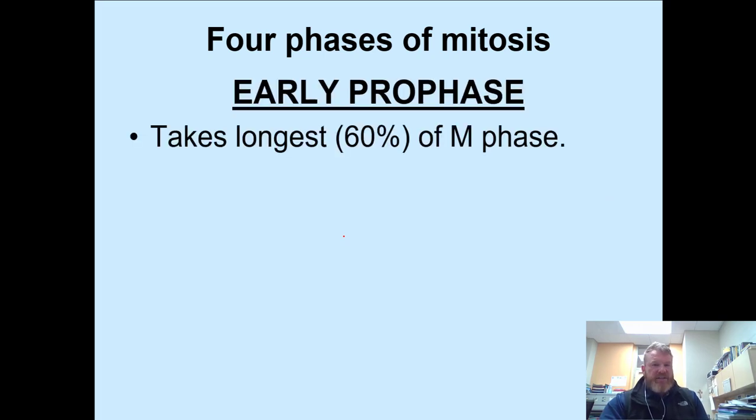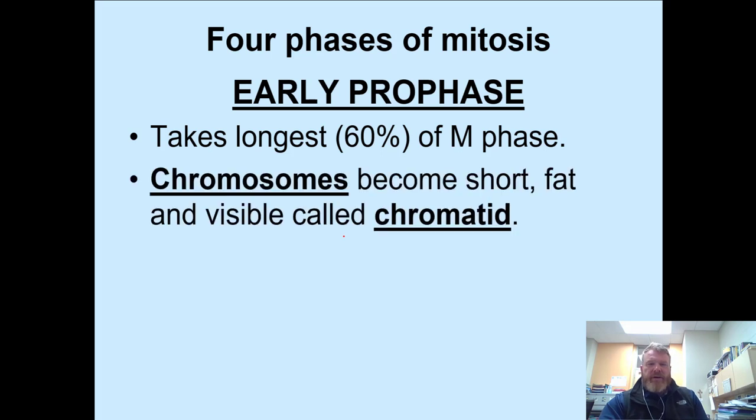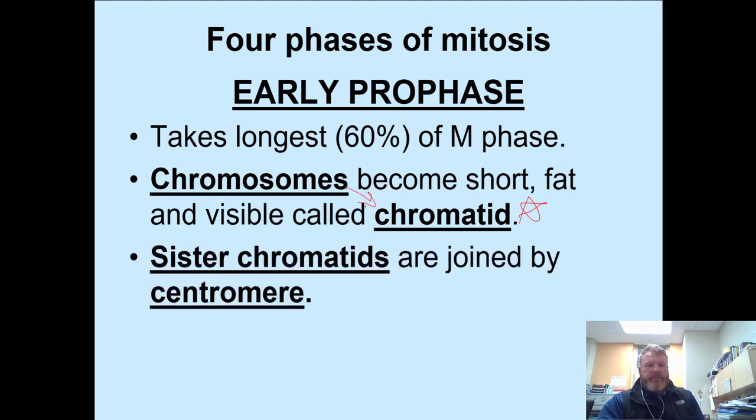All right, prophase takes the longest. Chromosomes become short and fat. Chromosomes turn to chromatids. Make sure you know these: chromosomes to chromatids. And then sister chromatids join at the centromere. So we've all seen that classic X shape of chromosomes.